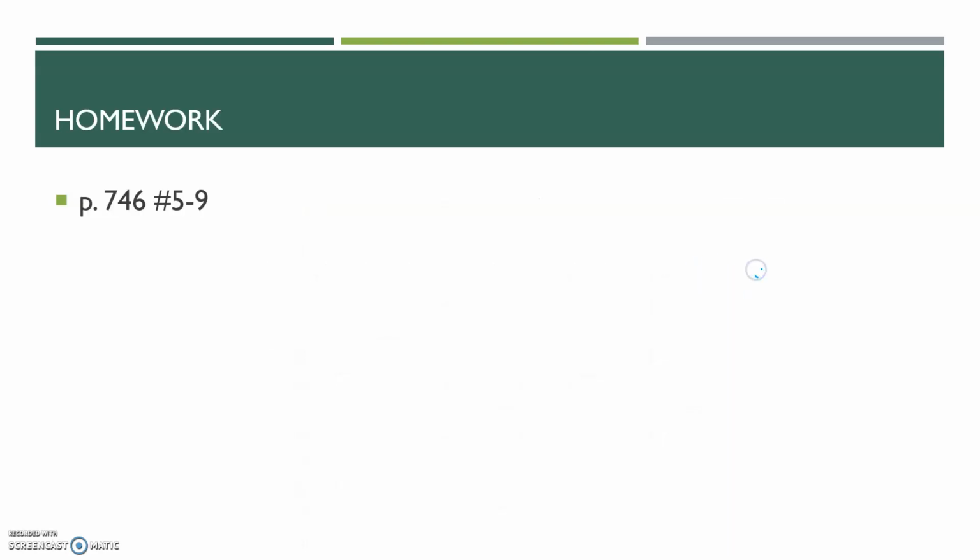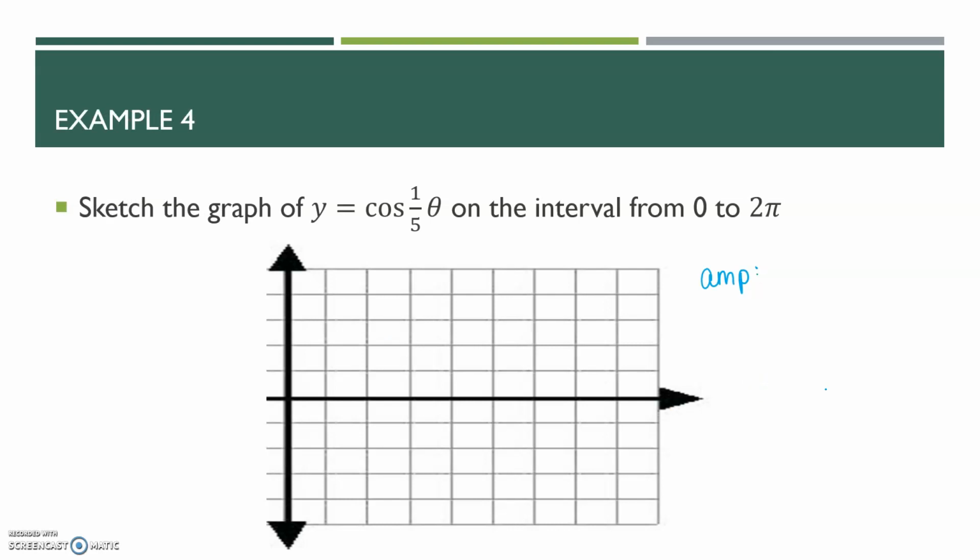All right. Amplitude, oh goodness, is absolute value of 1, which is just 1. And the period is going to be 2 pi over 1/5. Now this is actually going to give us 10 pi. Now they want us to sketch from 0 to 2 pi, but I'm going to do a quick little sketch over here just because that's going to be way off my chart.